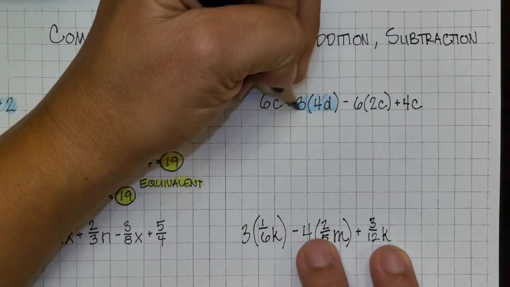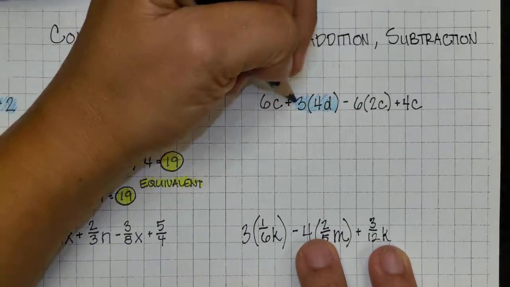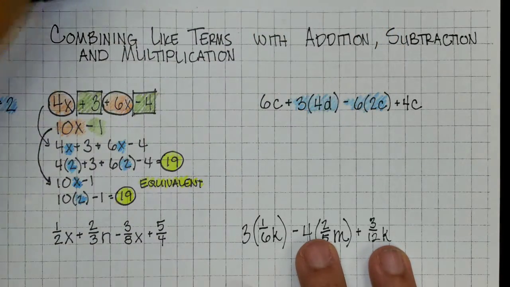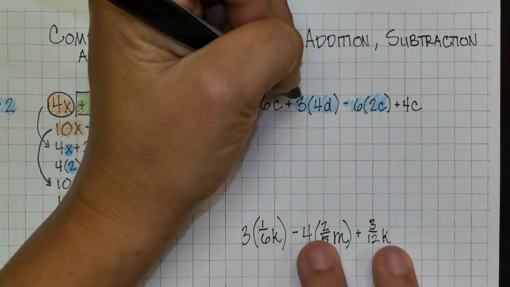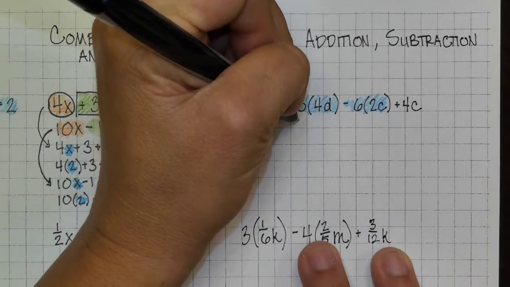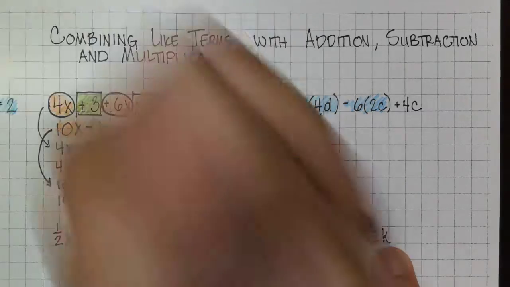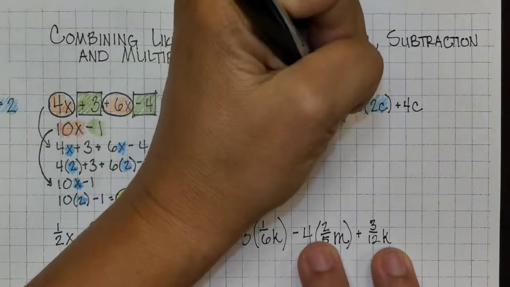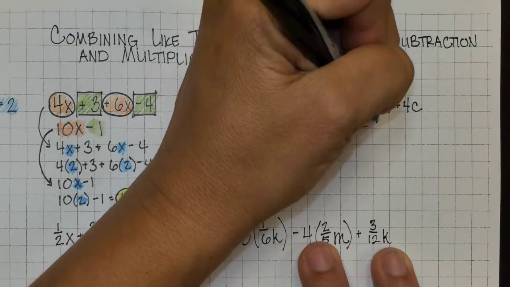I need to do this operation. There's a multiplication operation right there, and I need to do this operation right here. So I've got 3 times 4, and so that is 12D. And I've got negative 6 times 2, and that is minus 12C.